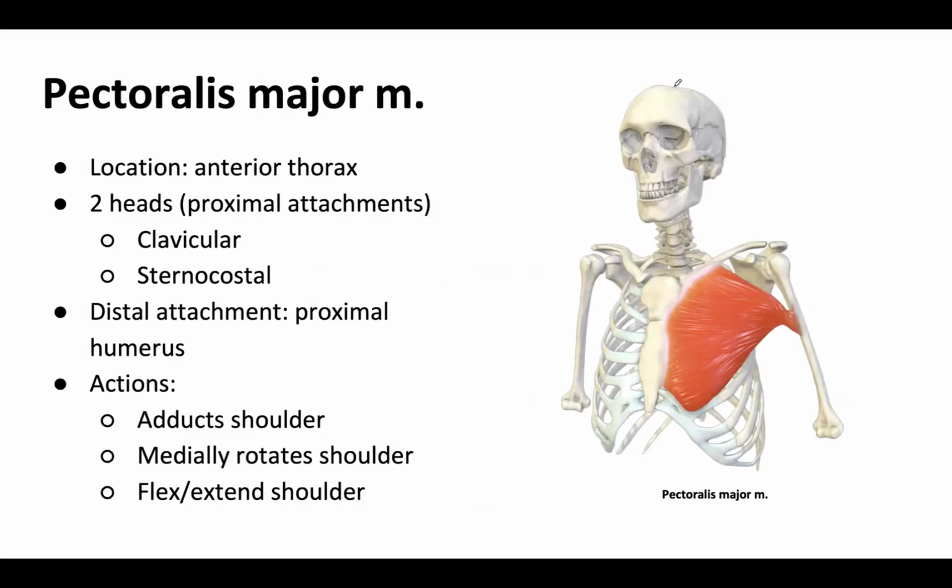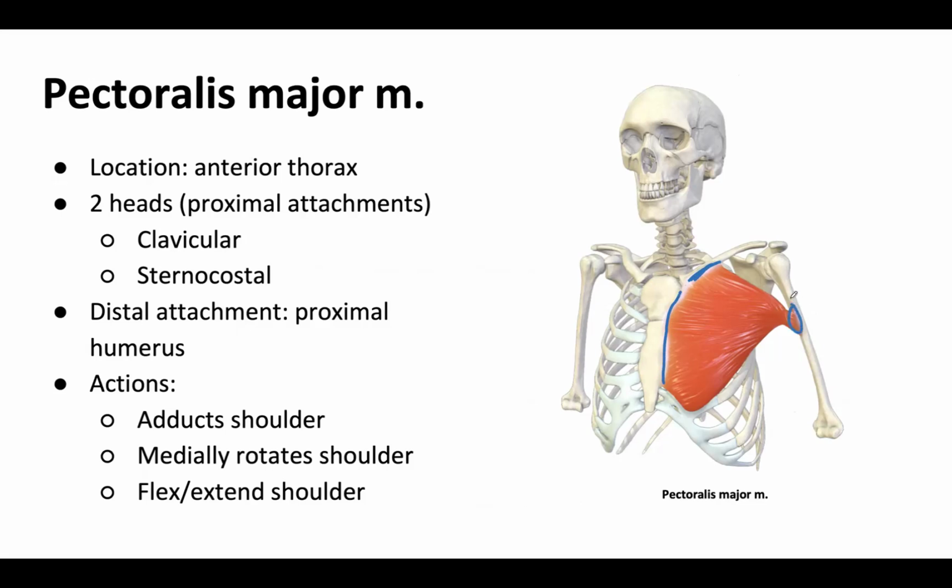And we will start with the pectoralis major muscles, which are large triangular shaped muscles, and their muscle bellies are located in this anterior thorax region. It will have two bellies with two different proximal attachments. You'll have the clavicular on the clavicle, and then the larger one, the sternocostal region, will have its attachment on the sternum, as well as those costal cartilages. And these come together to share a common distal attachment at the proximal humerus.